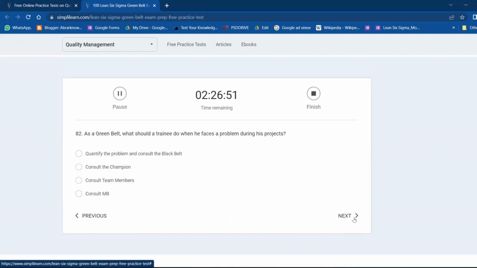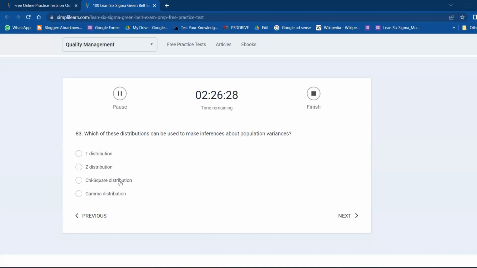And as a green belt, what should a trainee do when he faces a problem during his project? Quantify the problem and consult the black belt. And the 83rd one: which of these distributions can be used to make inferences about population variance? For population variance, you can use chi-square, because we are talking about discrete data.